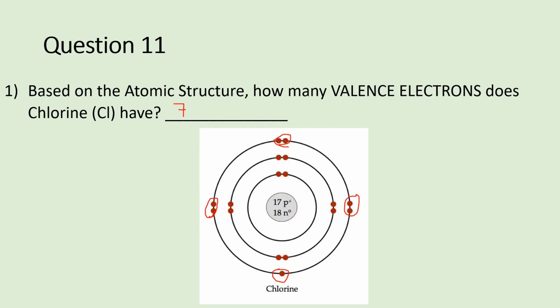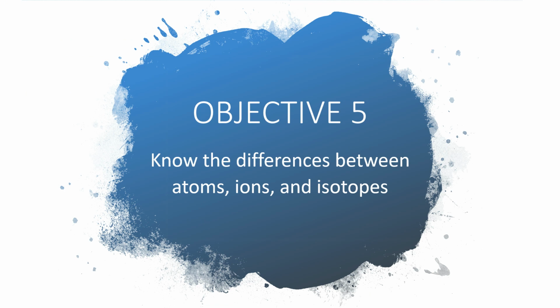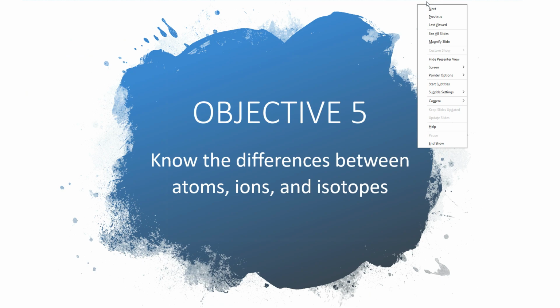Now, the question is, is chlorine happy? No, chlorine is not, because in order for it to be happy, it would have to have 8 valence electrons, and it only has 7, so it's short 1. We're going to pause there on our unhappy sodium and our unhappy chlorine, and we're going to take a look at objective 5 next.